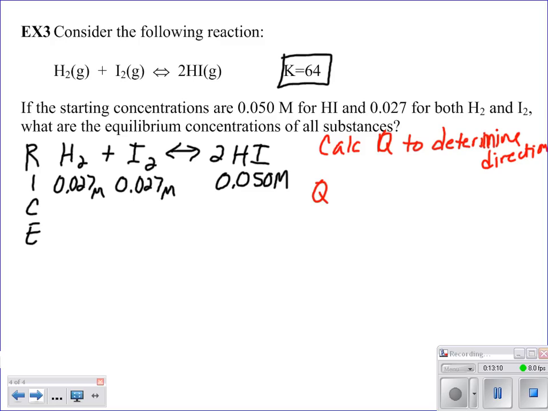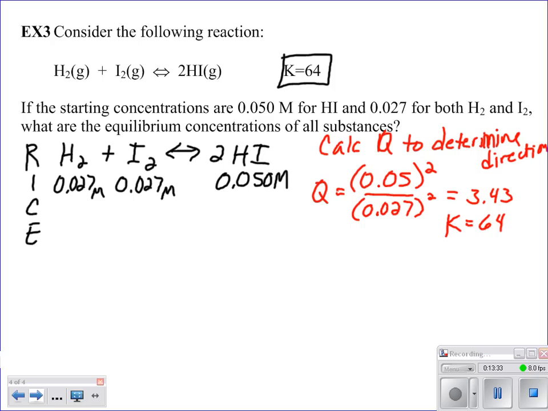So our Q is going to be equal to our products of 0.05, and I'm going to square that because of my coefficient, and that's divided by my 0.027 times 0.027, so 0.027 squared. And when I go through this math, I end up getting 3.43. Well, remember, K equals 64. So what we end up seeing is that this is too small.